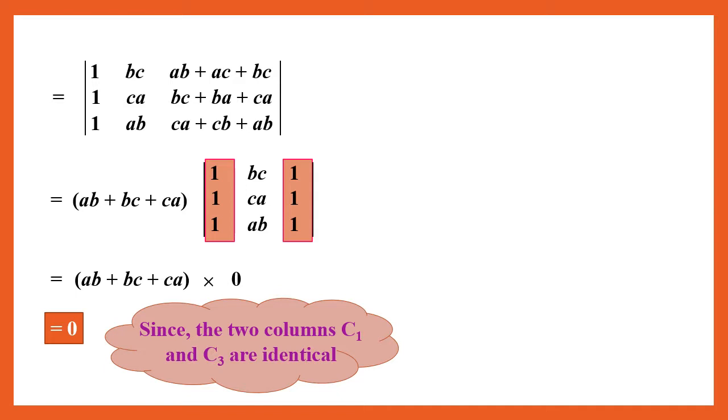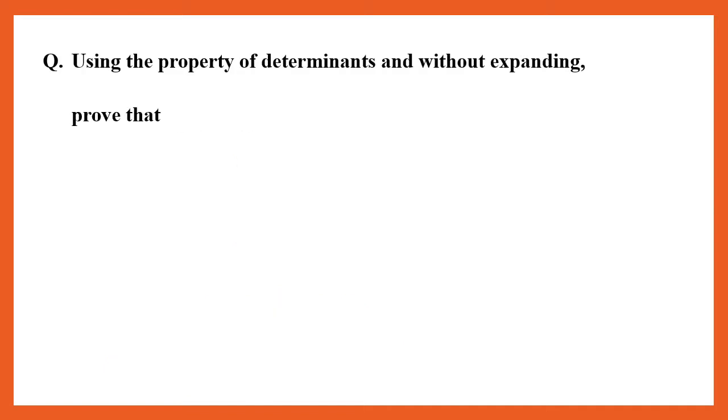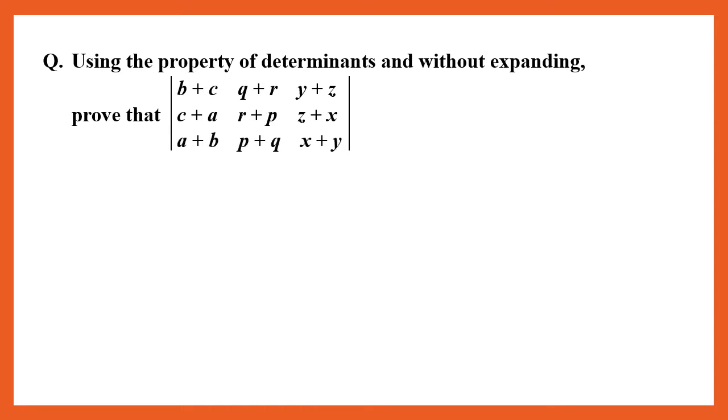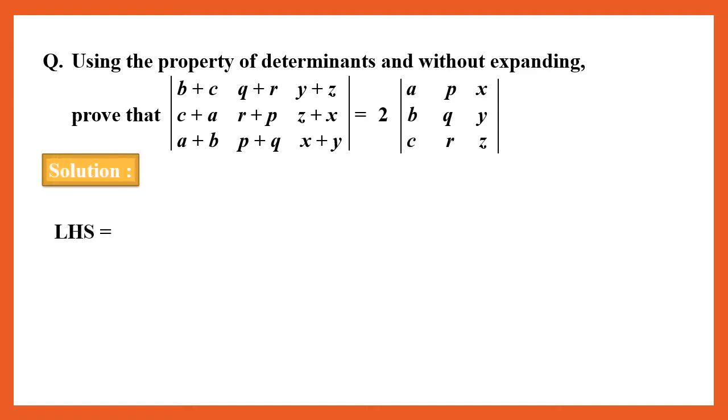Hence the RHS. Next, using the properties of determinants and without expanding, prove that the determinant with rows B plus C, Q plus R, Y plus Z; C plus A, R plus P, Z plus X; A plus B, P plus Q, X plus Y is equal to 2 times the determinant APX, BQY, CRZ.